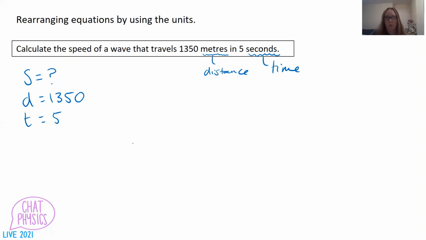So perhaps we are at the stage where a student says, okay, I've got S, D, and T. Do I know an equation that links the 3? Well, perhaps they know the equation as distance equals speed times time, which is quite likely. And we want to know how to rearrange for speed. So what we're going to do now is look at the units. So I know that I'm trying to make S the subject, so I'm going to pop S at the start.